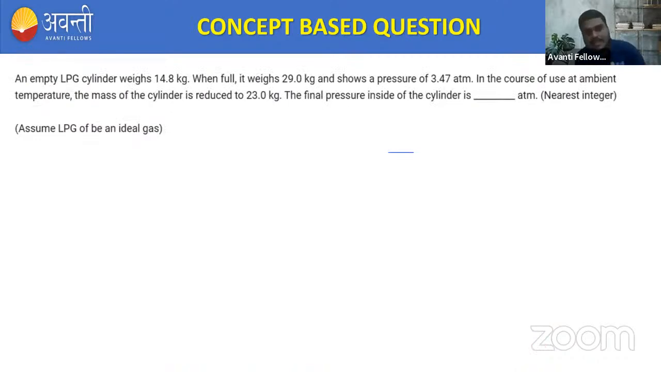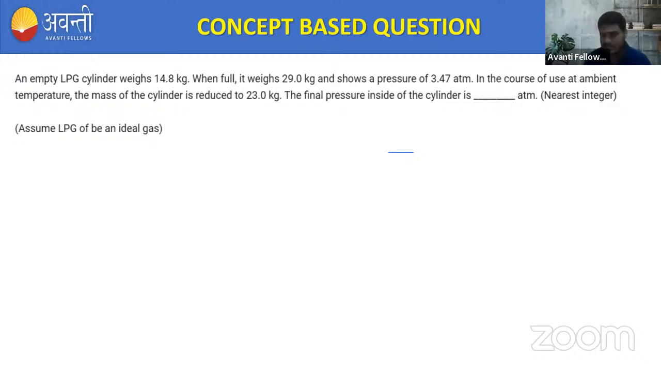That is an empty LPG cylinder. ठीक है. So let's see. That is an empty LPG cylinder weight of 14.8 kg. When full, it weighs 29 kg and shows a pressure of 3.47 atm. In course of use at ambient temperature, the mass of cylinder is reduced to 23 gram. ठीक है. तो 29 से इसके मास को reduce कहाँ कर दिया? 23 gram. The final pressure inside the cylinder is. So you need to calculate the final pressure.